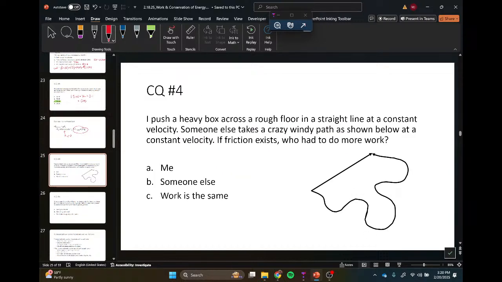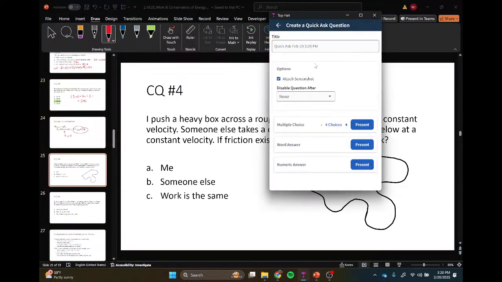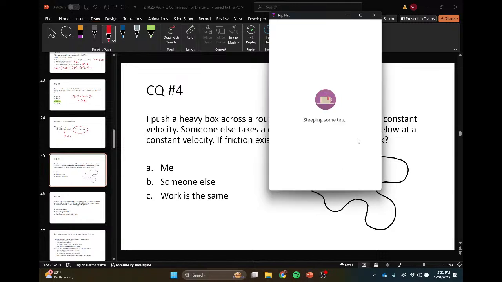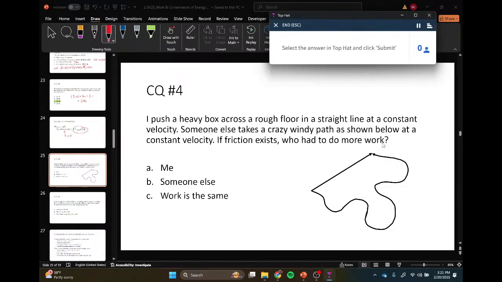So this one says, I push a heavy box across the floor in a straight line at a constant velocity. Someone else takes a crazy windy path, as shown here in the picture. If friction exists, who had to do more work? Actually, I said I wasn't going to do it, but I'm totally going to do it. I'm going to give you all of 40 seconds. That way I don't feel like I'm using that much time.